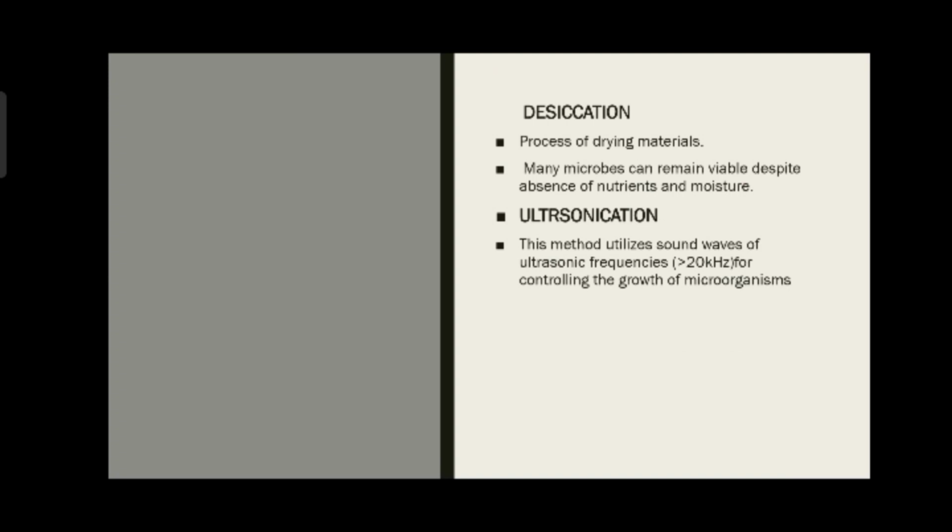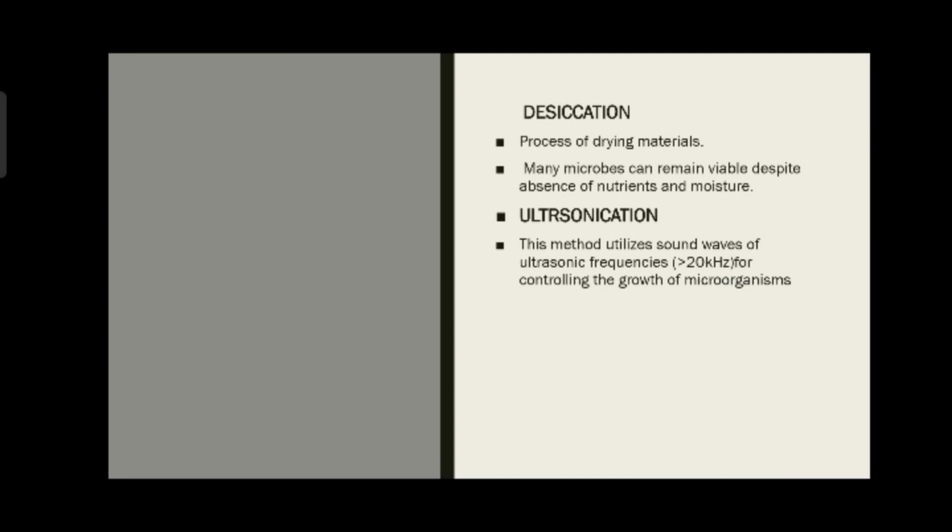Next is desiccation. It is the method of drying or decreasing the water content of products so that microbial growth is inhibited. This method is largely adopted in the food industry as it keeps a check on microbial multiplication and prevents food spoilage.